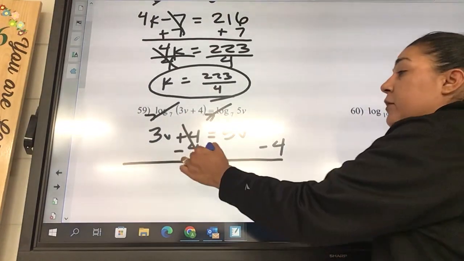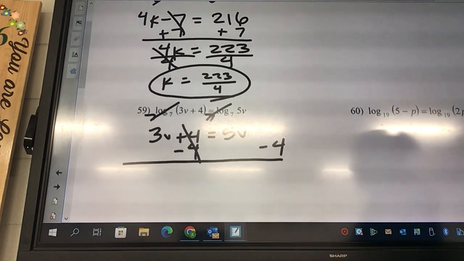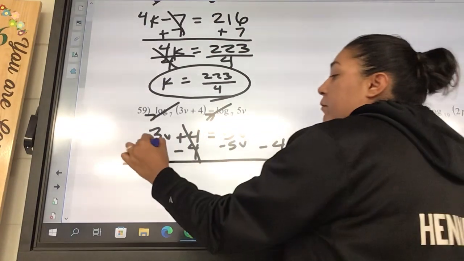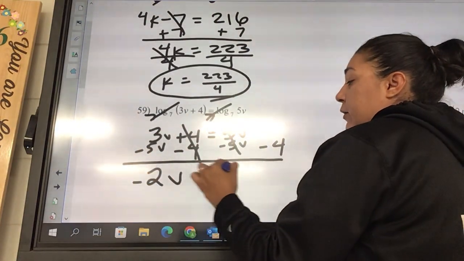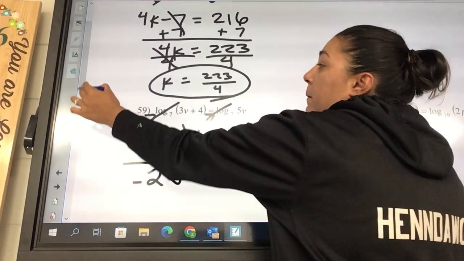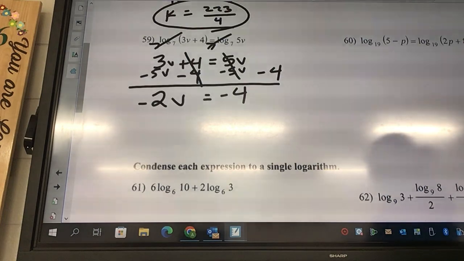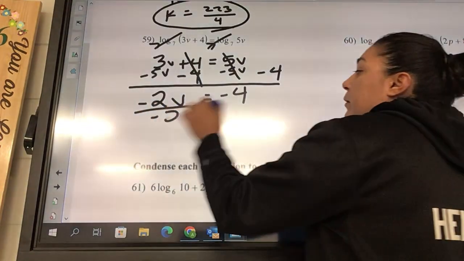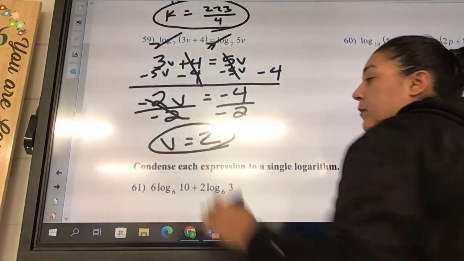What else needs moved? We're trying to get all the letters to the left side of the equal sign. The 5 needs moved, so we're going to say minus 5V, minus 5V. So it's going to give you negative 2V equals negative 4. Then what? Divide by a negative 2. So we get V equals 2.